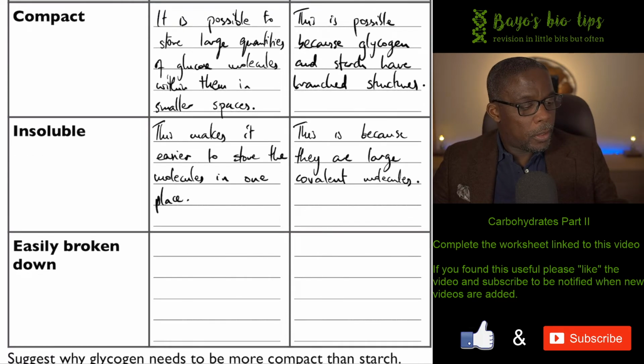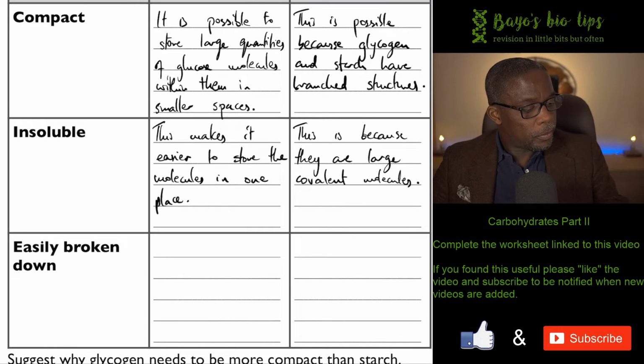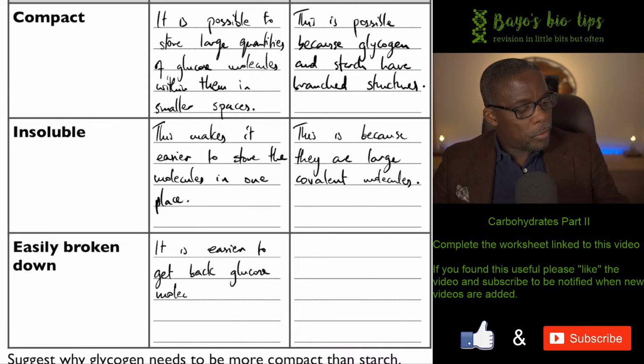And then let's go on to the last of the main features that make them good as energy storage molecules, the fact that it's easily broken down. So why is this beneficial? It is easier to get back glucose molecules from these structures or carbohydrates.